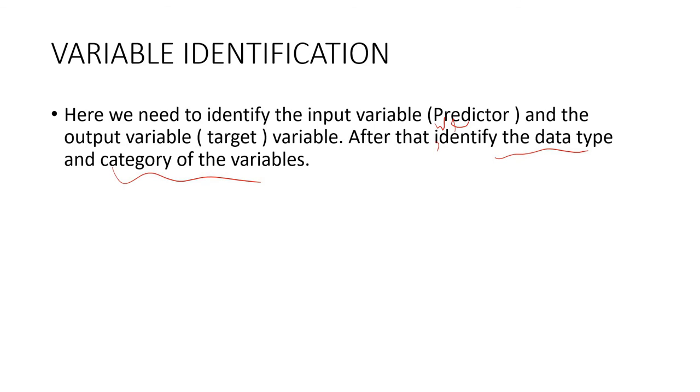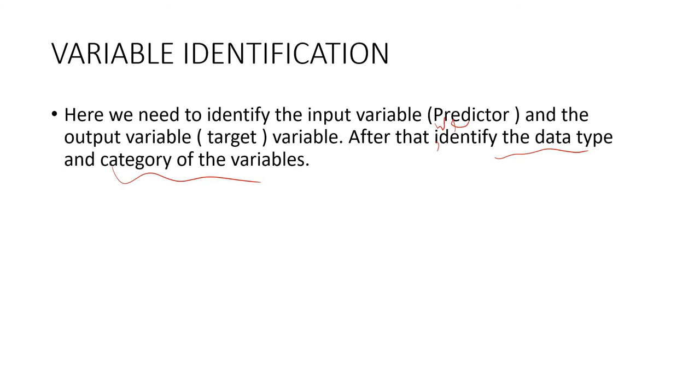So what do we do in variable identification? Here we need to identify the input variable, that is the predictor, and the output variable, that is the target variable. After that, we identify the data type and category of the variable. That's what we do as part of variable identification.